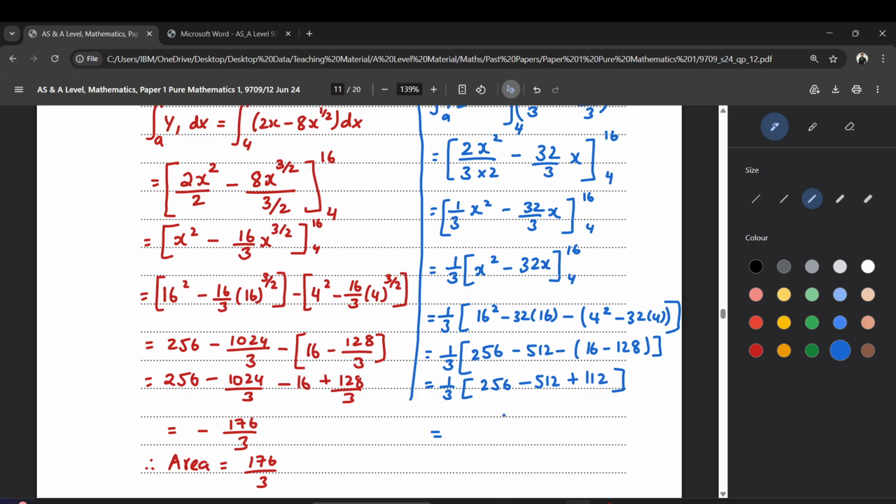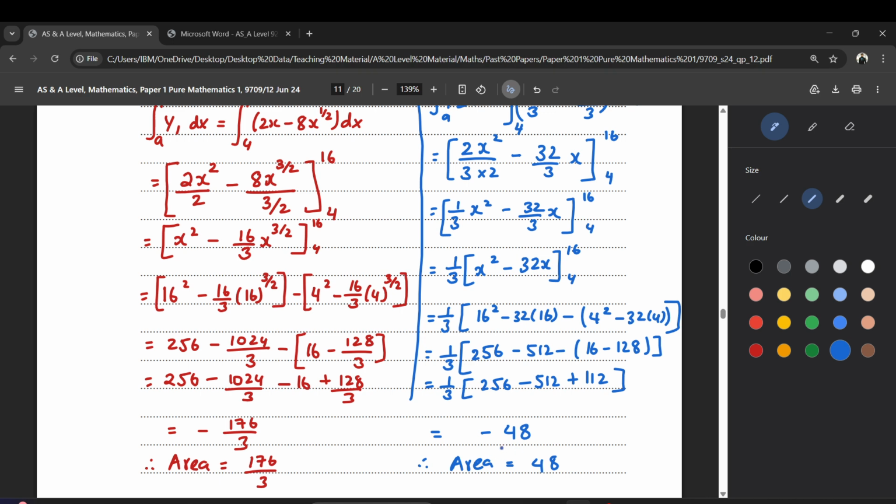Okay, now you can get the final answer. So 1 upon 3 is outside the bracket, and inside we have 256 minus 512 plus 112. So this becomes minus 48. Again, as expected, this would also be negative. So I'm going to say that the area will be 48.